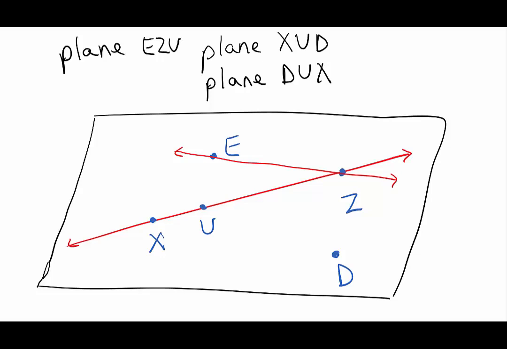In some cases, you'll even see a cursive letter in the corner of the plane, and you can also just name it plane S using that cursive letter. Here are just a few different ways to name a plane.